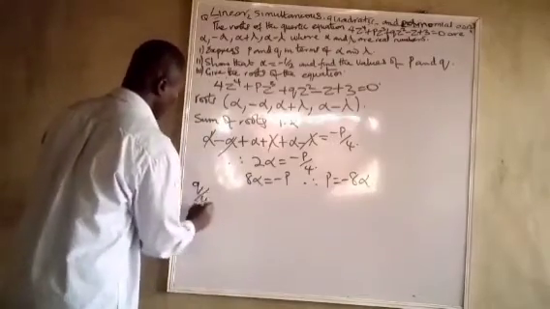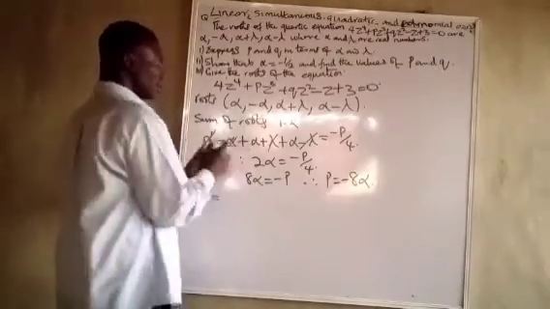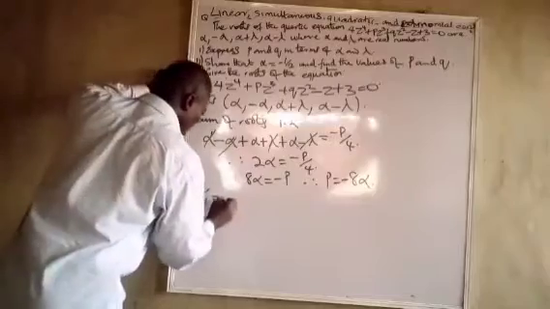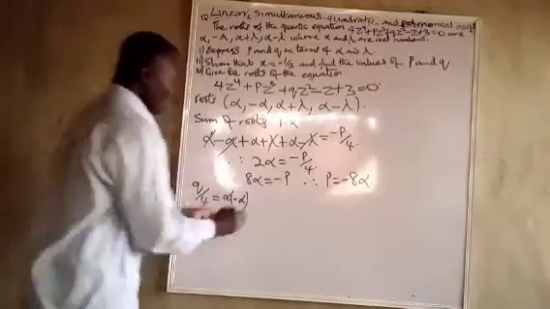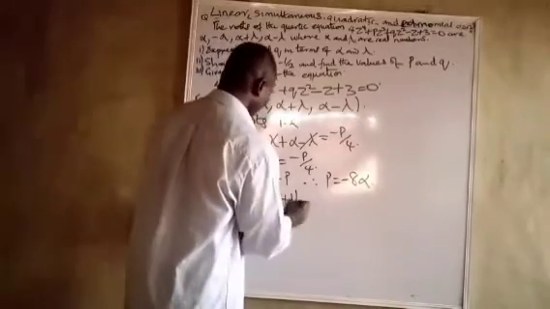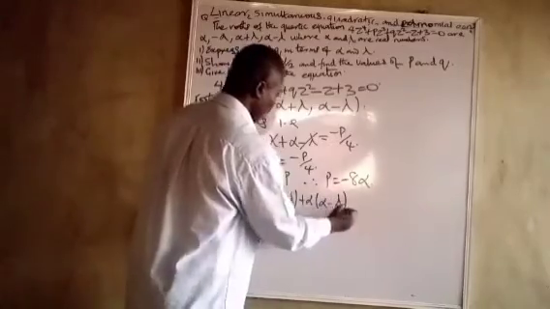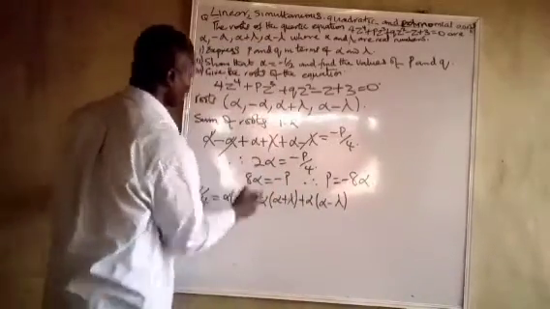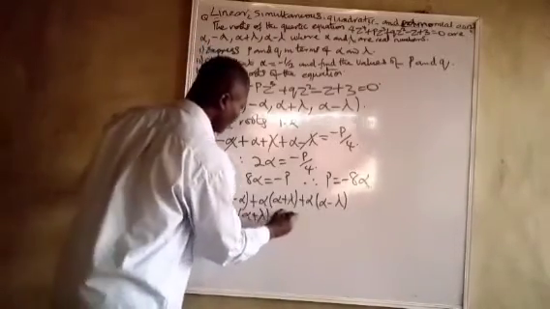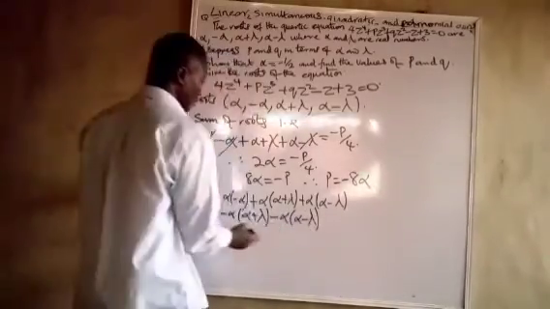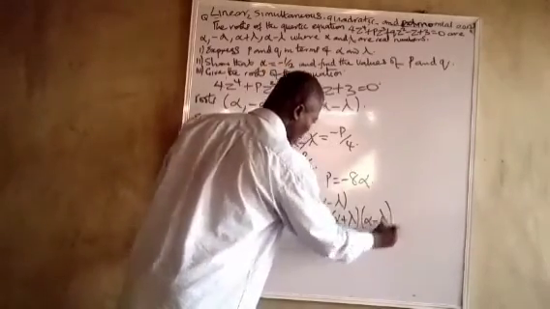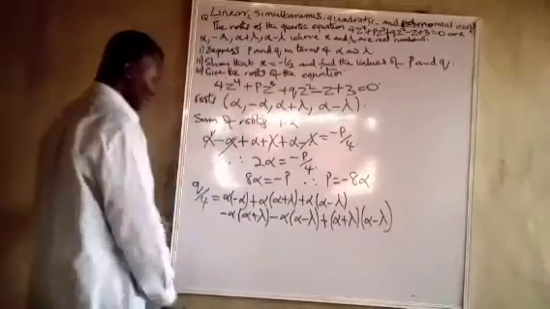q over 4 is the sum of the products in pairs. So I mean this one times this one, this one times this one, and so on, until they form the pairs. So we have alpha into minus alpha, plus alpha into alpha plus lambda, plus alpha into alpha minus lambda, plus minus alpha into alpha plus lambda, minus alpha into alpha minus lambda, plus alpha plus lambda into alpha minus lambda. So I have 1, 2, 3, 4, 5, 6. So it's complete.